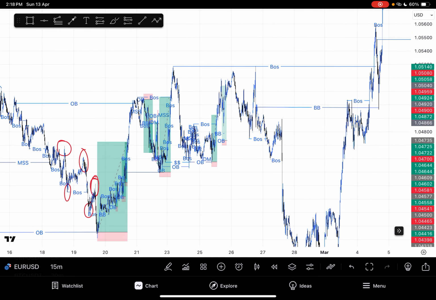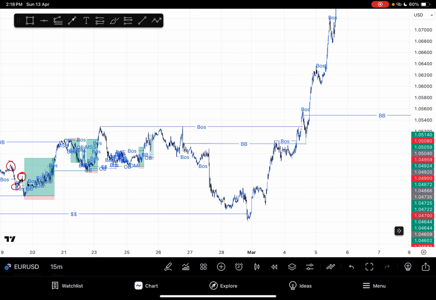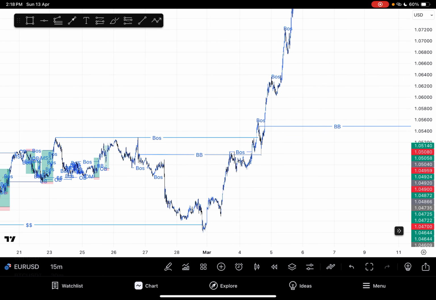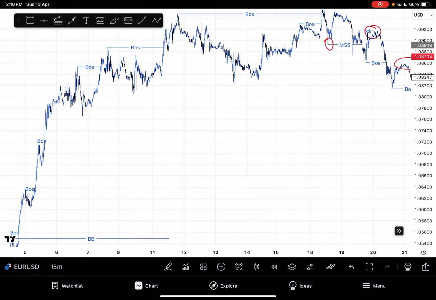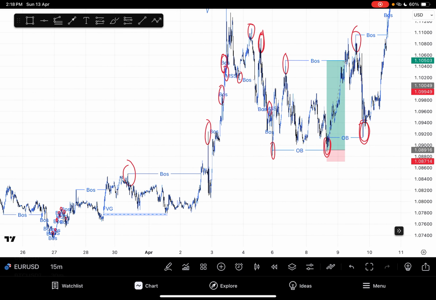So this is all for today. You can also do this back testing on other pairs. You can do this back testing on gold. You can do it on BTC USD. I guess the strategy will be accurate on those pairs too. So this is all for today. So let's move to the next one.